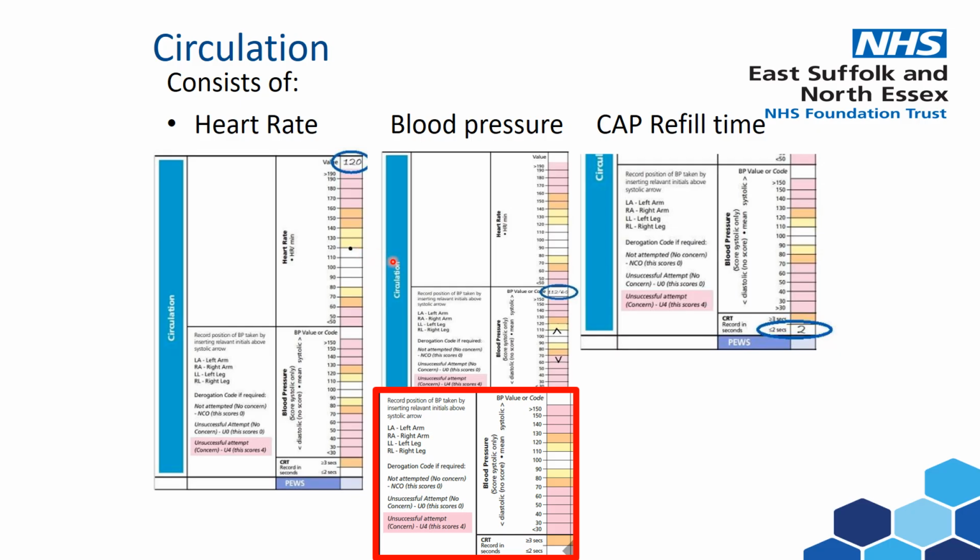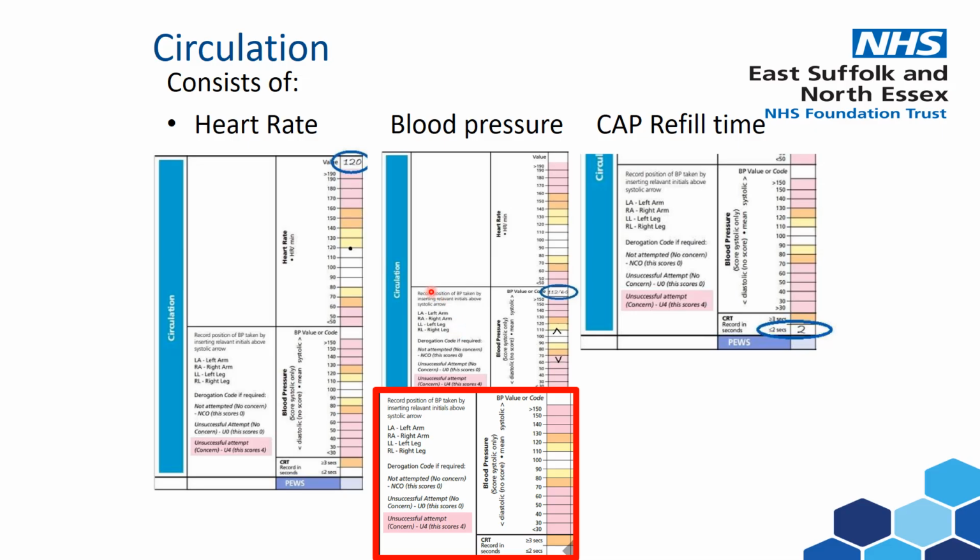We'll start with if you are successful in getting a blood pressure. The example they've given us here is 112/60. How you would score this is you would score it from the systolic. You can see here the 112 systolic sits within that yellow zone, so you would put that as a 1 towards their total PEWS score. NHS England also want us to record the position of where the blood pressure was taken. For example, was it taken in the left arm, the right arm, left leg, or the right leg?